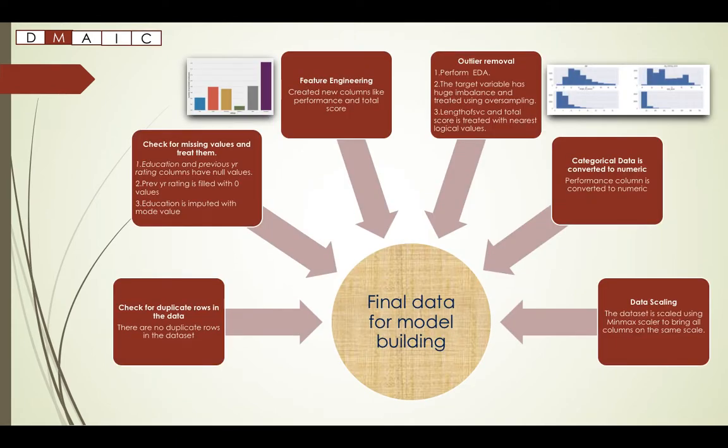Next, we come to the data pre-processing part. We have followed our standard process like checking for duplicate rows, checking for missing values, feature engineering, outlier removal, conversion of categorical data to numeric, and data scaling. I want to highlight two important points: feature engineering and outlier removal.